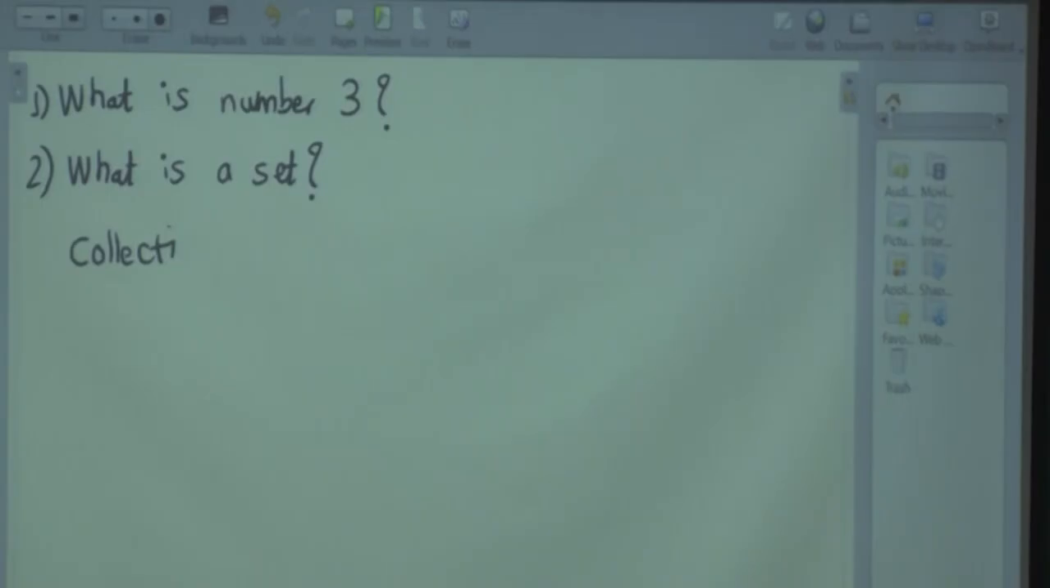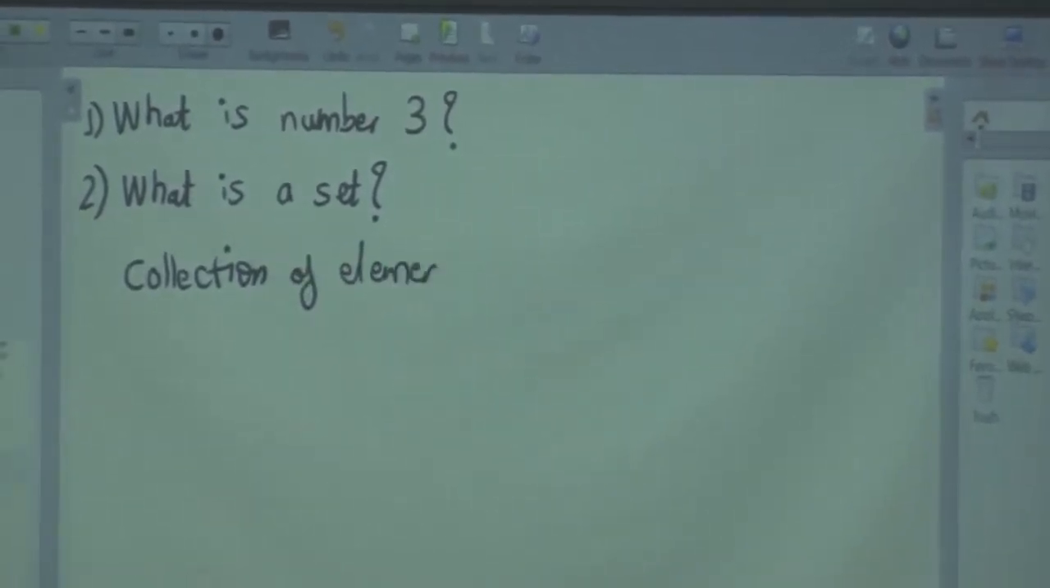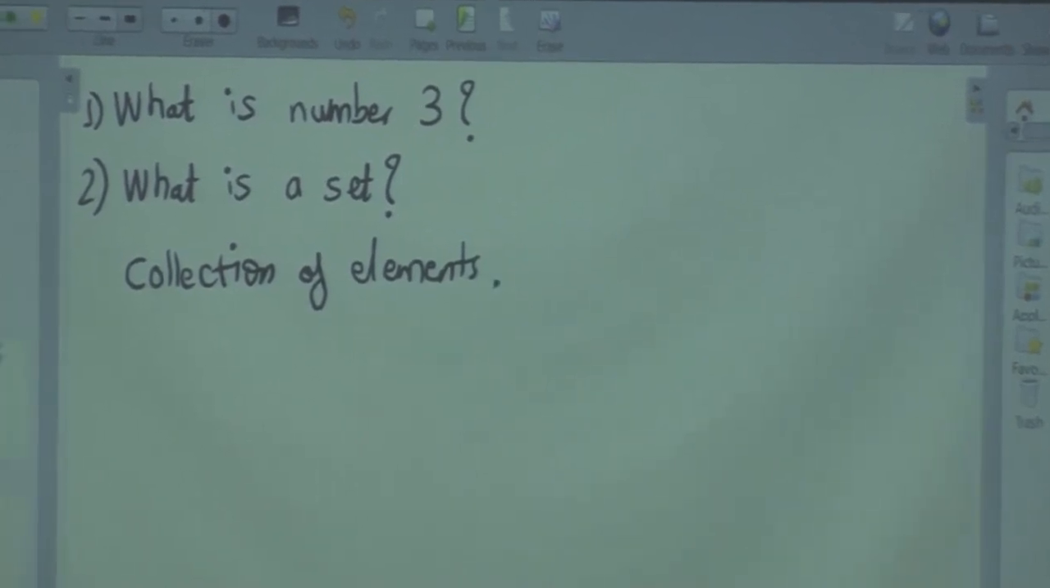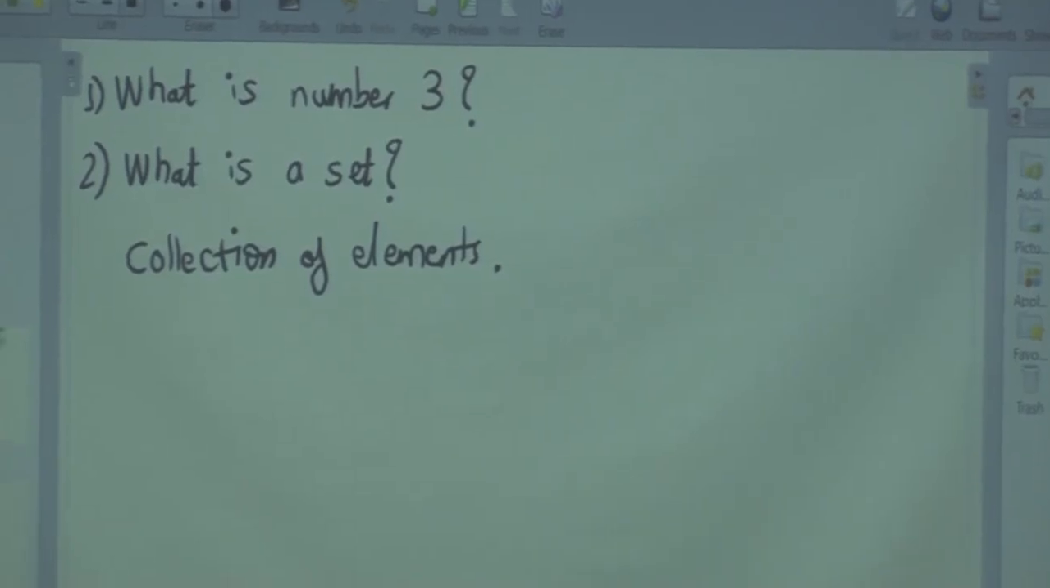So, it's a collection of elements. What is a collection? Yes. A collection is a group of... Okay, yeah. A collection is a group. And... Yes, you already know my question. What is a group? We are not studying abstract algebra here. So you will do that in the next semester. But what is a group?